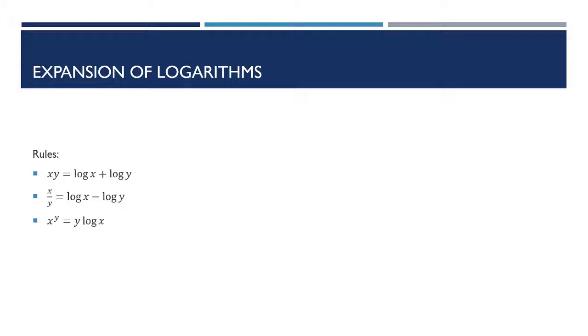Sometimes you will see equations that need to be expanded or simplified or written with logs or without them. There are special rules that are used when an equation is written as a fully expanded logarithm. First, the log of x times y equals the log of x plus the log of y. Next, the log of x divided by y equals the log of x minus the log of y. And finally, the log of x to the y power equals y times the log of x.